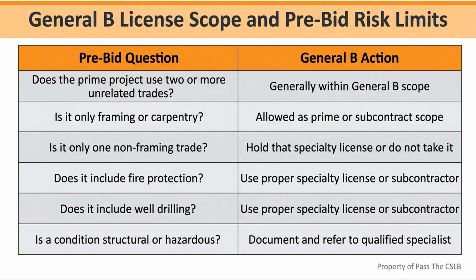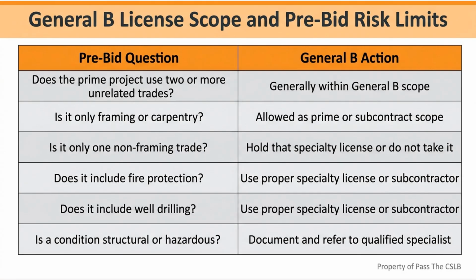Looking at this first chart, I want you to see the decision as a gate. If the project uses 2 or more unrelated trades, the gate may open for a general building contractor. If the job is framing or carpentry, that is a special exception. But if the job is one non-framing trade, the gate closes unless the proper specialty classification is in place. The memory aid is simple. 2 trades open the gate. Framing has its own gate. One other trade needs the specialty key.